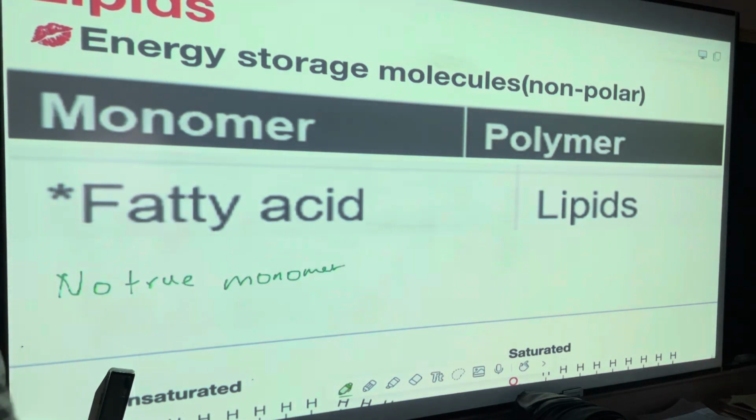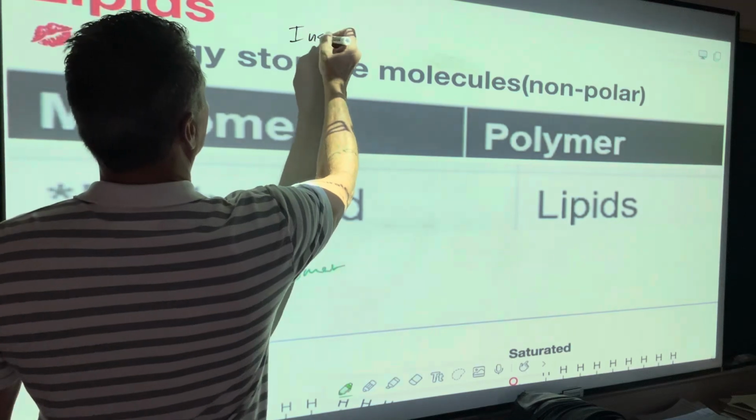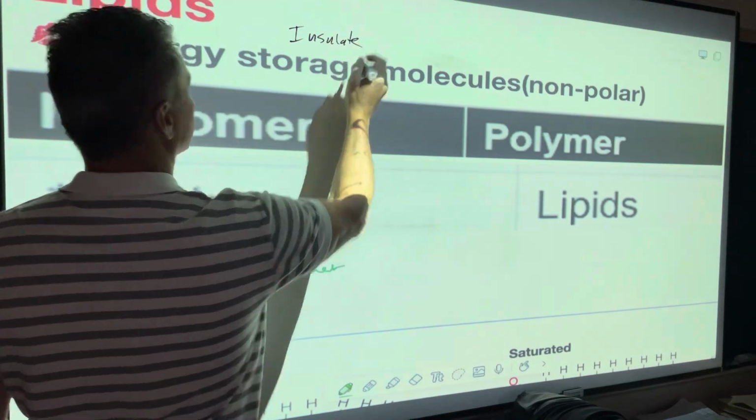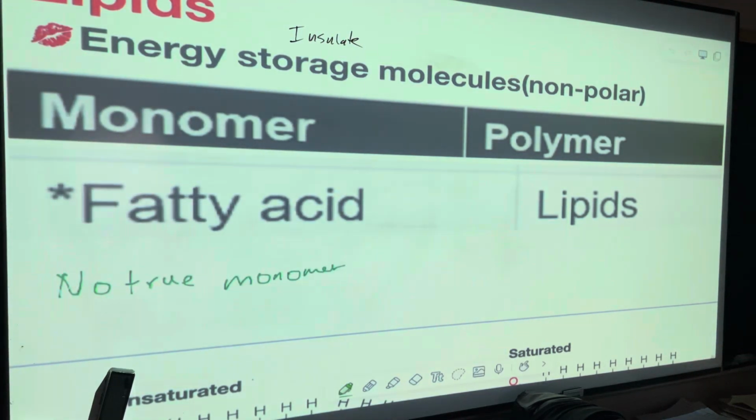But lipids also insulate. Not only do they store energy, but they insulate. They keep the warm in and the cold out. A bear doesn't have a blanket when it's in the cave. It's got a nice layer of fat. Whales have blubber. That's just their way of saying fat. Even though they are swimming in water that's sometimes below 32 degrees, they're safe, they're warm, they're fine.